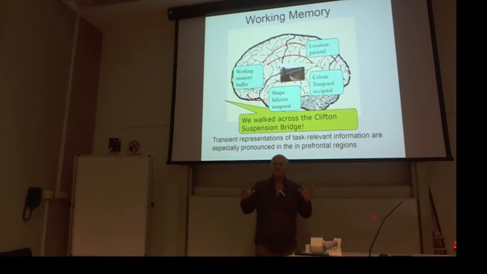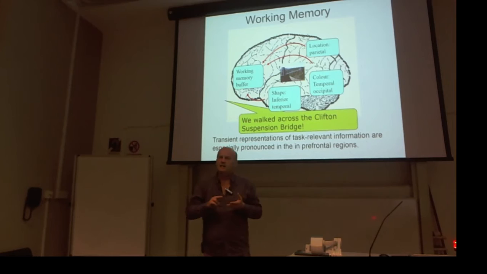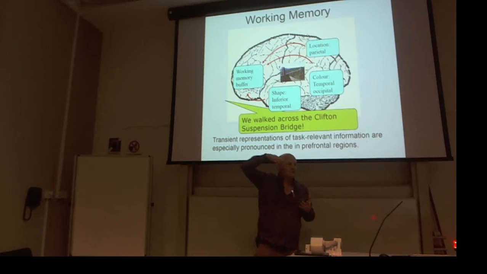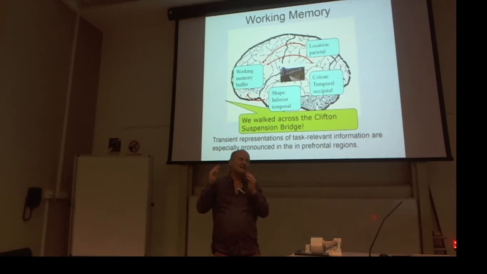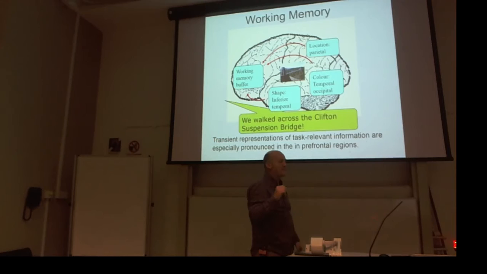So in a simple way, when somebody says something to you like, oh, we walked across the Clifton Suspension Bridge, you can imagine all sorts of different ways in which that is encoded in your brain. Lots of different types of information in terms of its location, which could be activating parietal regions, in terms of its colour, which could be activating temporo-occipital regions, in terms of its shape, apparently inferior temporal regions. I'll have to check that at some point. Apparently, inferior temporal regions are involved with memory for shape, sorry. I suppose that's because it's visual spatial. That would make sense, actually, yes.